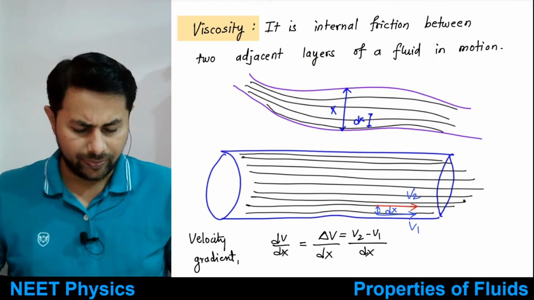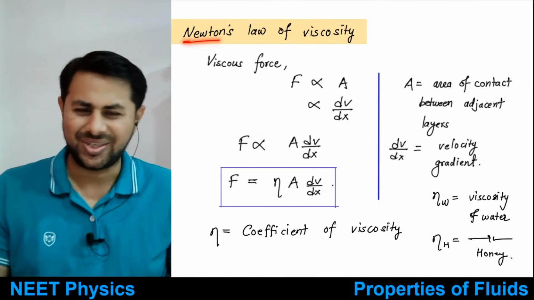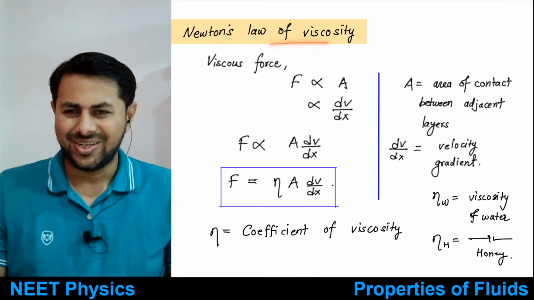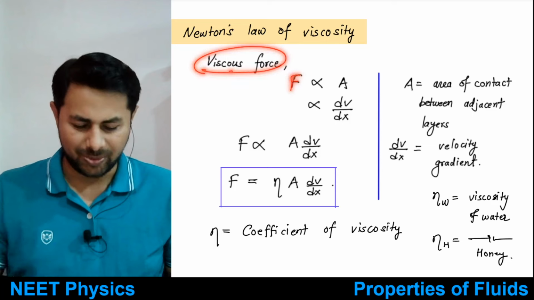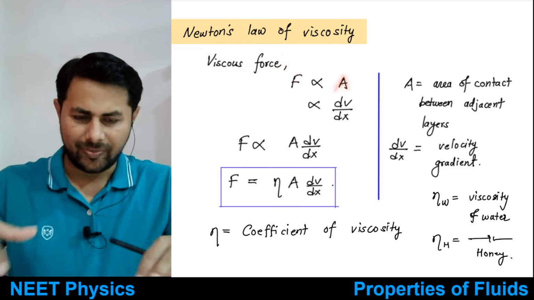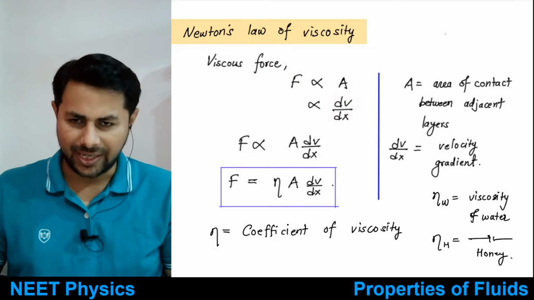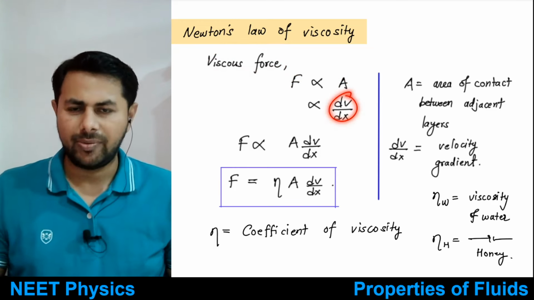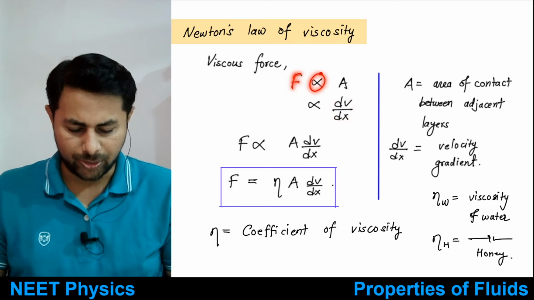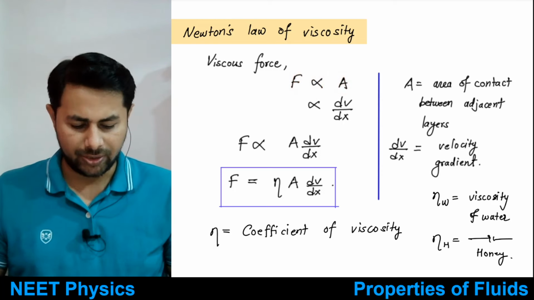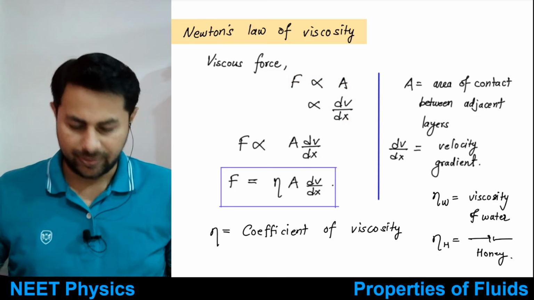Okay, so now there are certain laws for viscosity. There is Newton's law of viscosity. Newton says that the viscous force F is directly proportional to the area of the two layers in contact, and it is directly proportional to dv by dx, that is, the velocity gradient. Okay, so viscous force is directly proportional to the area of contact between the two layers, and directly proportional to the velocity gradient, right?